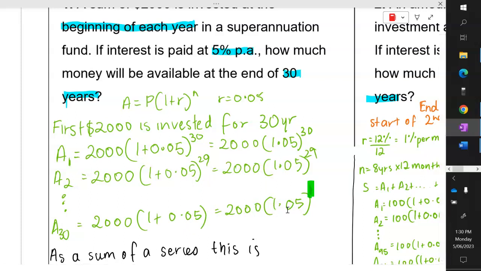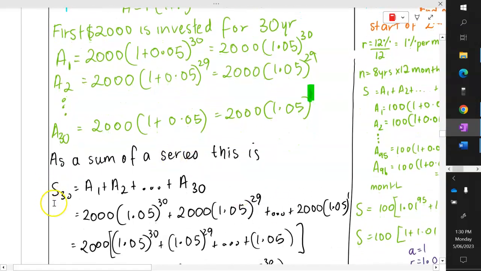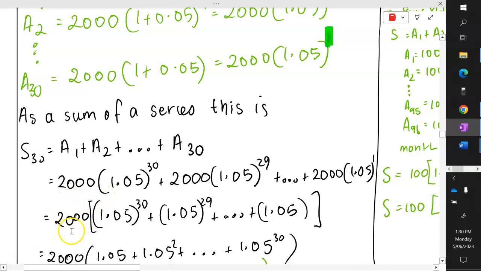That's an individual year, but if we wanted to work out what the total sum of our fund is going to be, that's our next step, and that would be summing all of those A's up here from 1 down to 30. So the sum to 30 would be the sum of all our individual A's for each year. If we write it out like this, I've just put in the 30, the 29, all the way down to 1 that we had written up above in green, and then I've factored out 2,000.